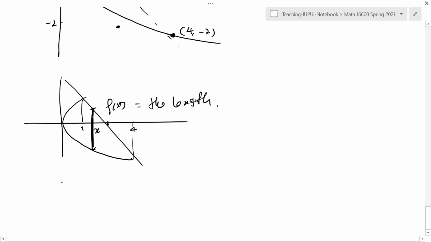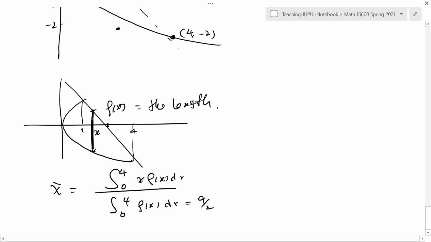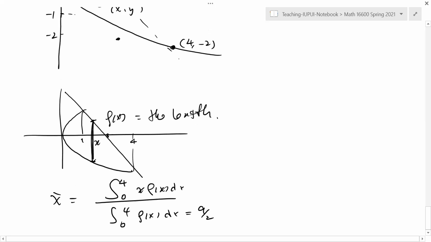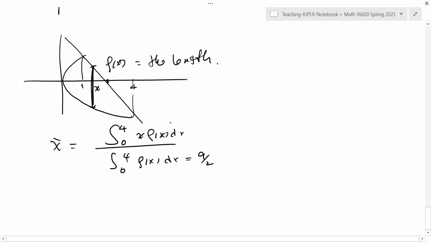So x bar is going to be the integral from 0 to 4 of x rho of x dx, and the denominator is this. But this is the same, this is already 9/2. We already did the calculations. This represents the area of the region. All you have to do is find the rho of x.